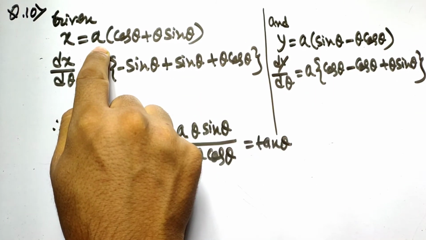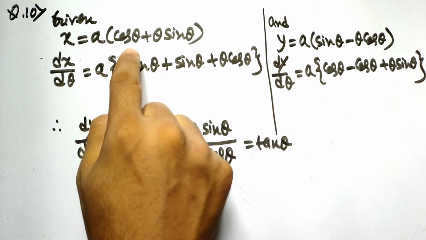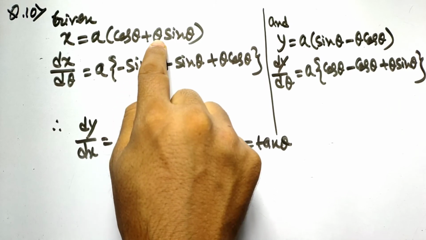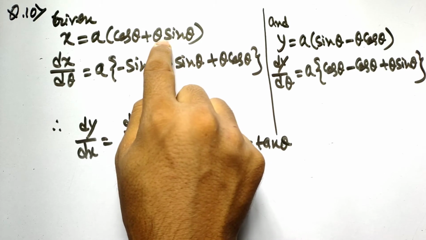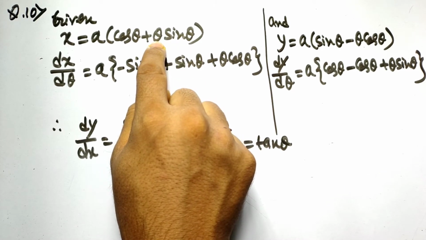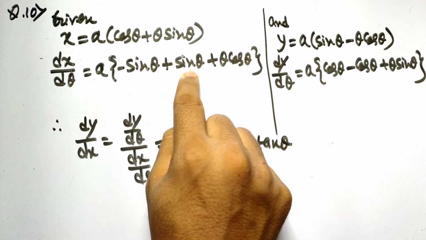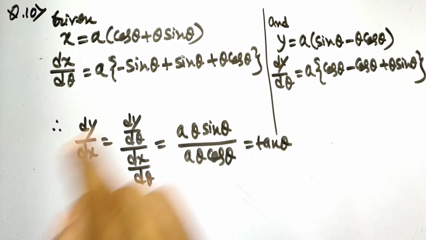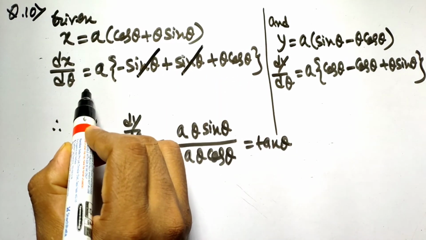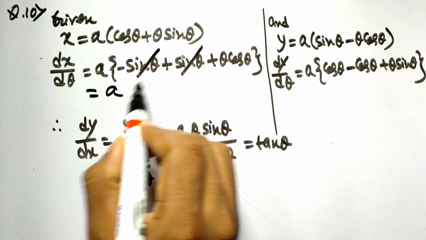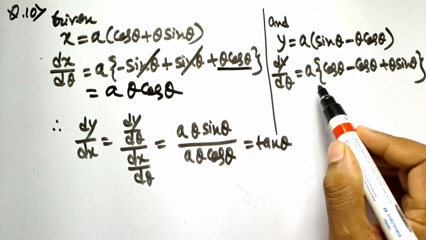Since a is constant, take it out before the derivative. The derivative of cos theta is minus sin theta. Use the product rule here: sin theta into the derivative of theta, that is 1, plus theta into the derivative of sin theta, that is cos theta. So sin theta plus theta cos theta. Here minus sin theta plus sin theta cancel. So dx by d theta is a into theta cos theta. This is the value of dx by d theta.